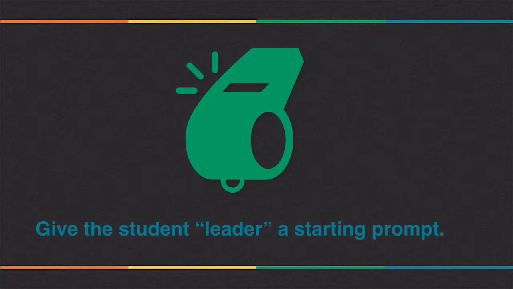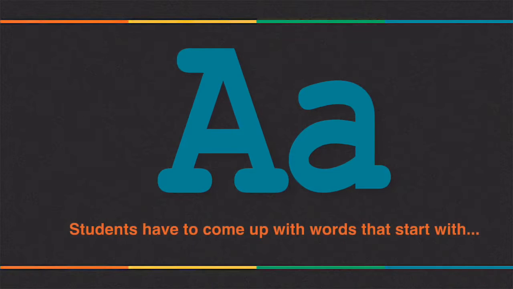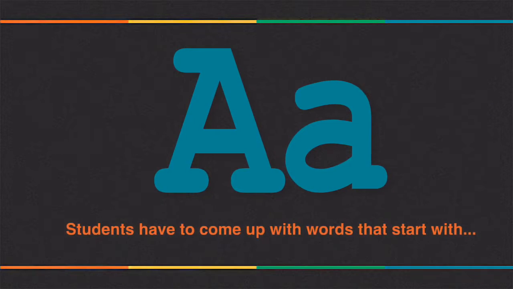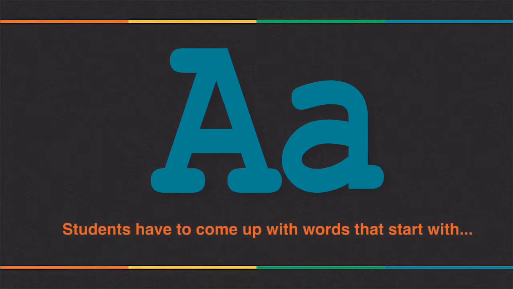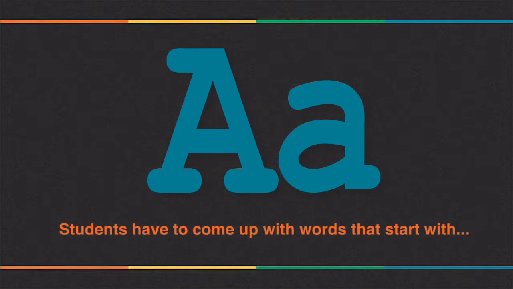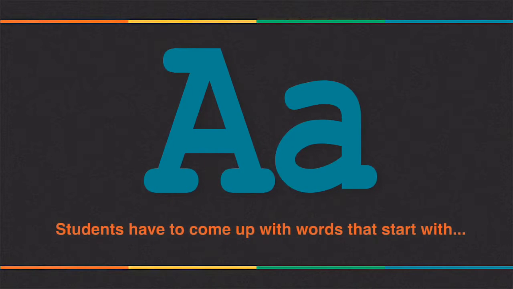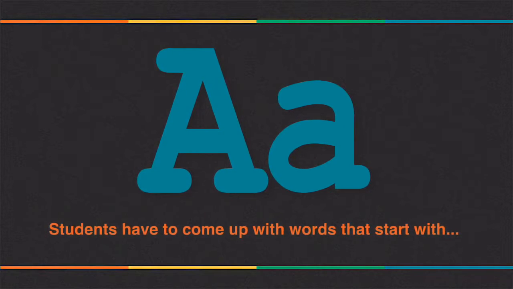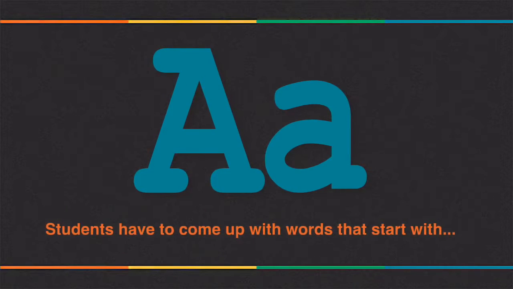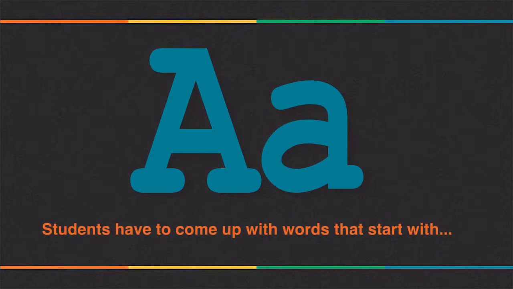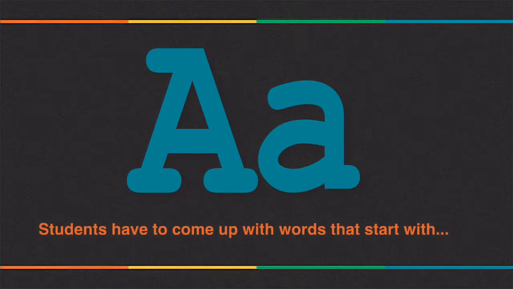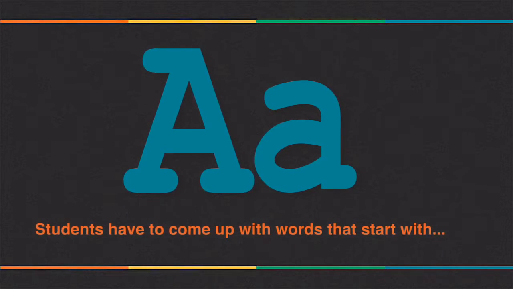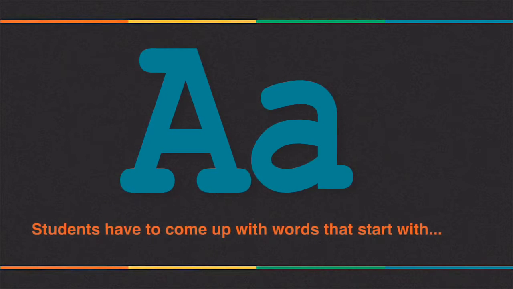In this example, we'll use the letter A. So the leader will pick a word that starts with the letter A, like apple. And the next student will have to follow up with another word that starts with the letter A. So apple, ant. The next student could pick awesome. And the next one, adventure. The next student, always, etc.